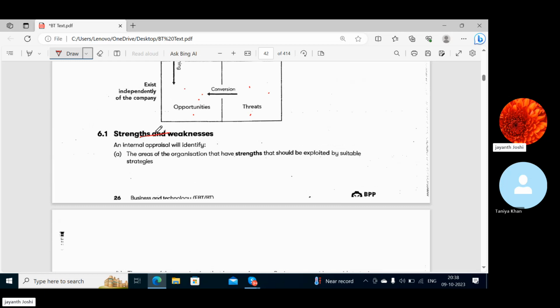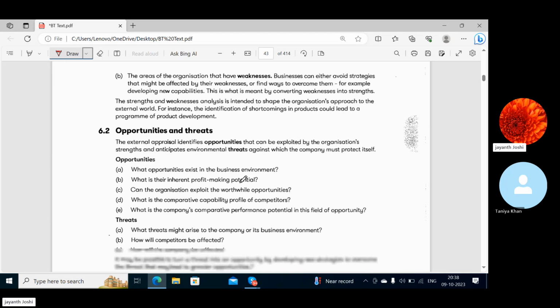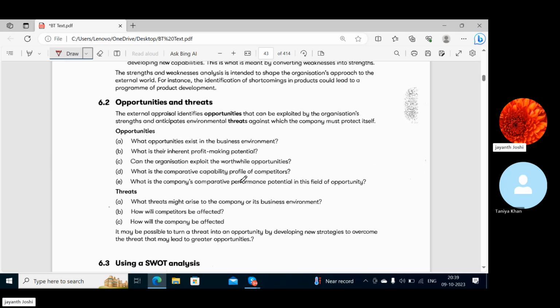So strength and weakness, the internal appraisal will identify the areas of organization that have strengths that should be exploited by suitable strategies. That means whatever the strength you have, you should utilize it by making good strategies, and the weaknesses you should overcome. Opportunities you should grab, exploit, and threats you should try to minimize, right? So external appraisal identifies opportunities that can be exploited by the organization's strengths and anticipates environmental threats against which the company must protect itself.